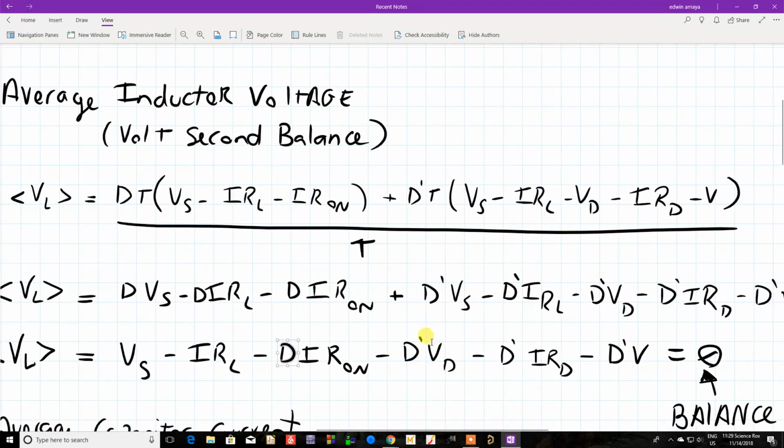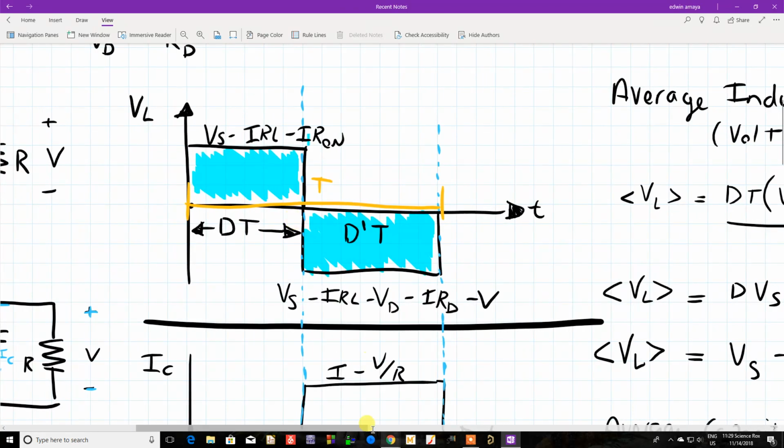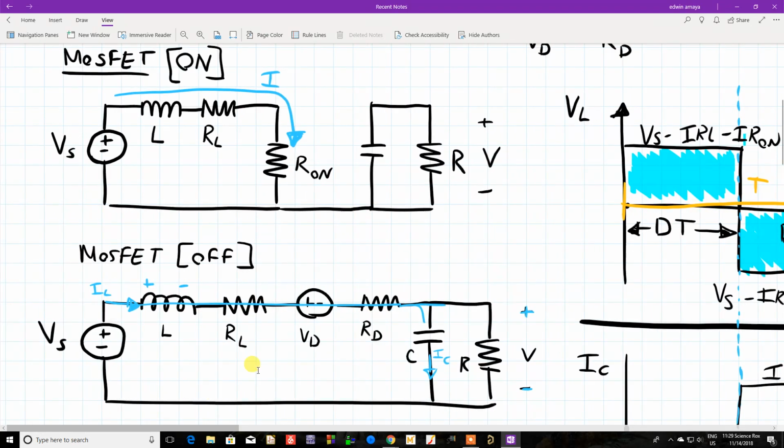You see all these things, the voltage drop across the diode, the resistance of the diode, and the voltage output. All those things have a term of D prime. Well, those things are only really visible in our output when the MOSFET is off. So there's no reason why they should be in the equation of when the MOSFET is on. So that's where they have their terms of D prime.